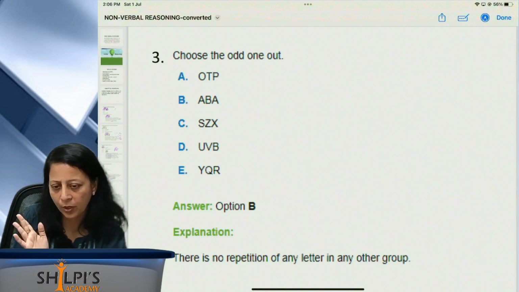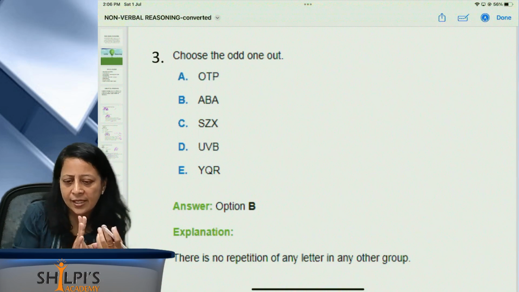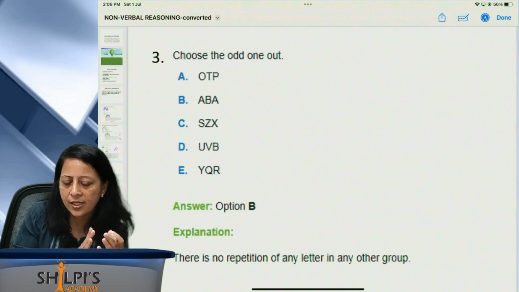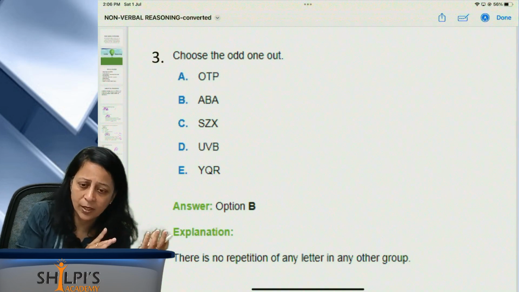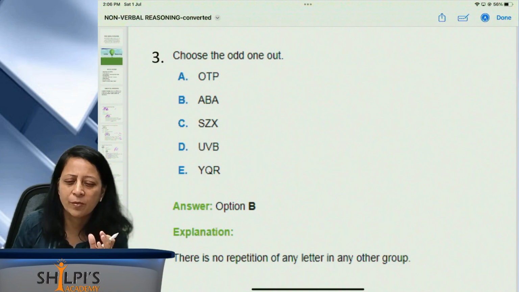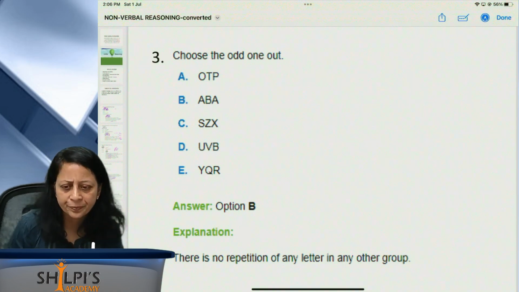ABA, of course, no relationship. S, Z, X. Q, R, S, T, U, V, W, X, Y, Z, then U, V, then B. So you cannot find some relationship. Then what could it be?